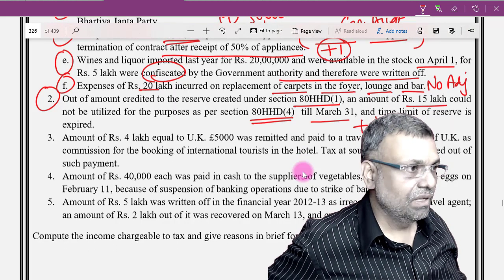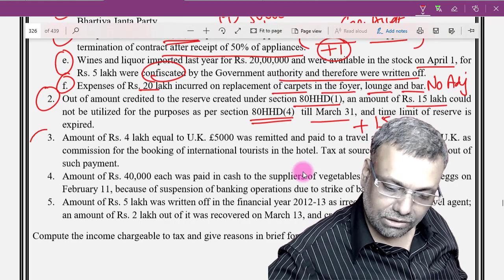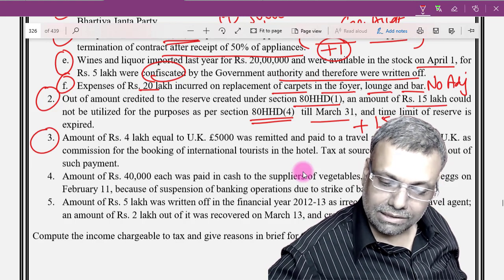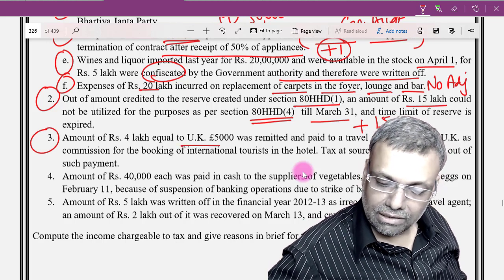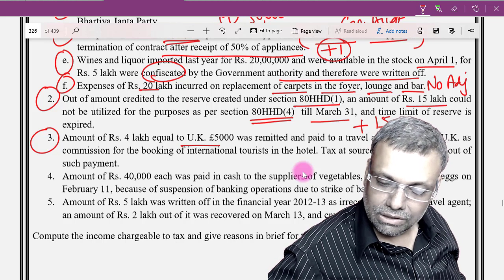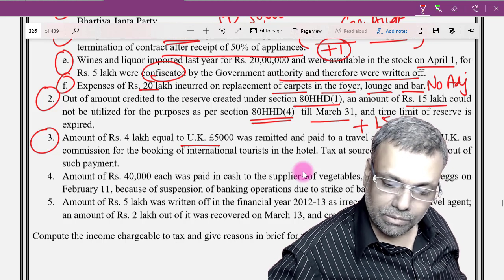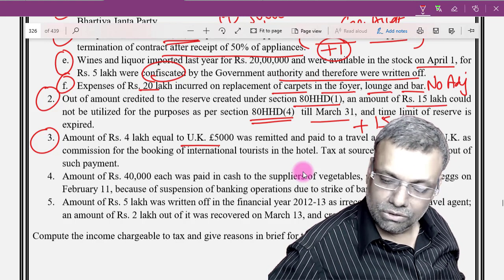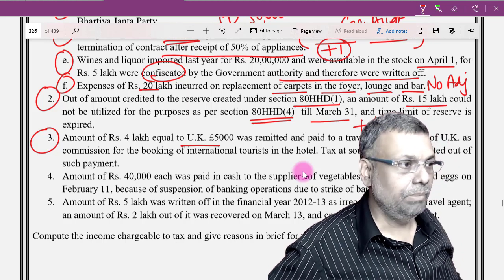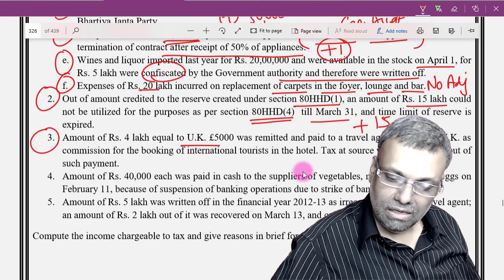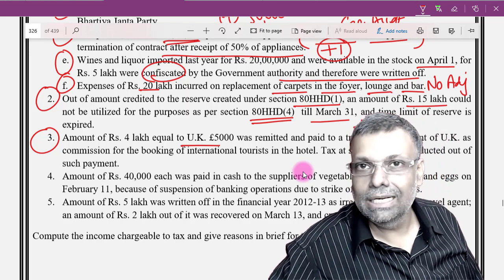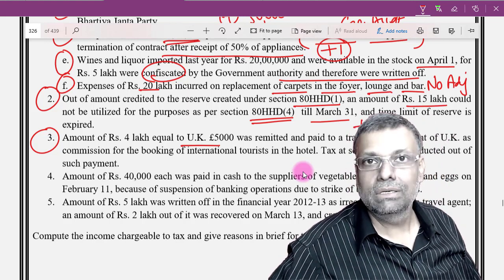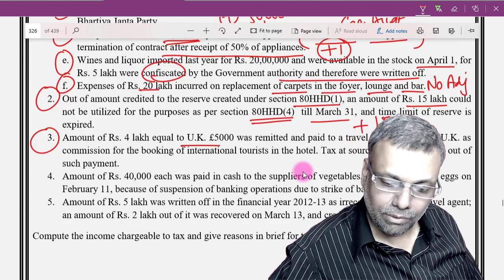Okay, straight away. Then next, the amount of rupees 4 lakhs equal to UK pound 5,000 was remitted and paid to a travel agent resident in UK as commission for booking international tourists in the hotel. TDS was not deducted out of such payments. Now, this particular is a very, very vital point of the international taxation. But I will make the hardcore basic things very clear.